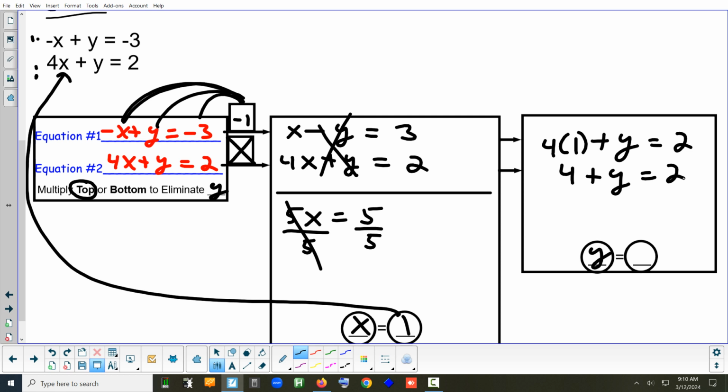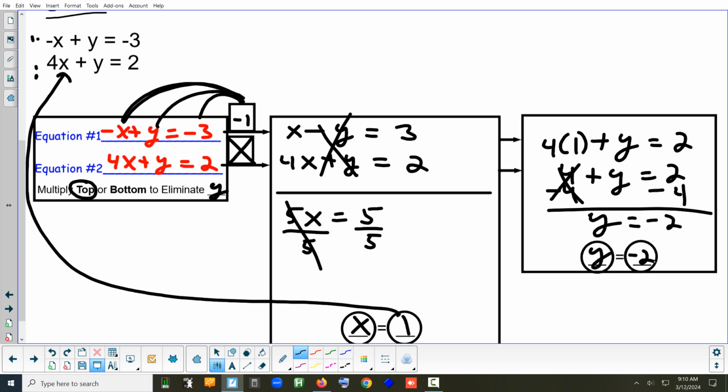And then Molly, what's my last step? Subtract that. Oh, sorry, I meant Marie. But yeah, go ahead. Subtract 4. Yeah, subtract 4 from both sides. And now we have y by itself. And Marie, what's 2 take away 4? Negative 2. Yep.